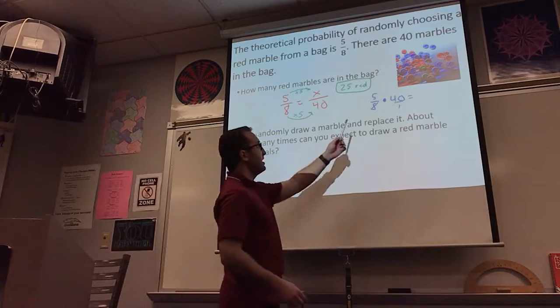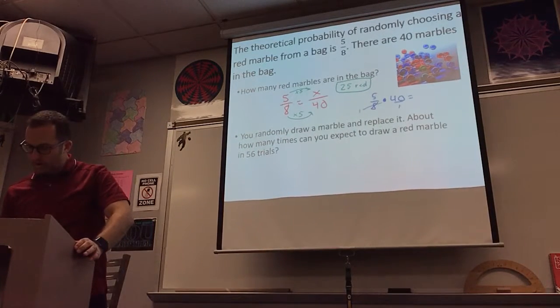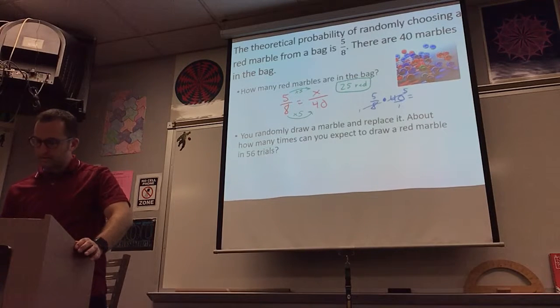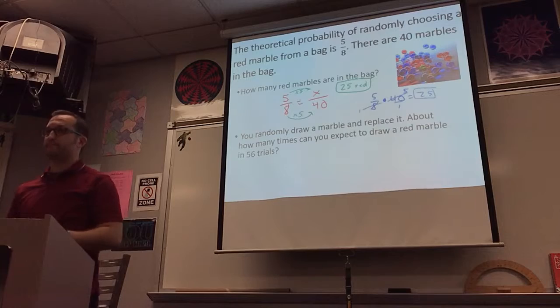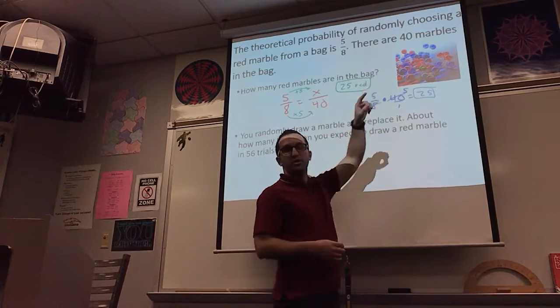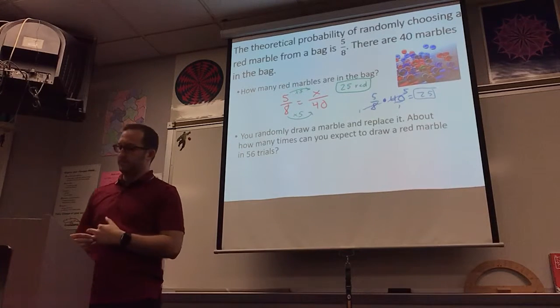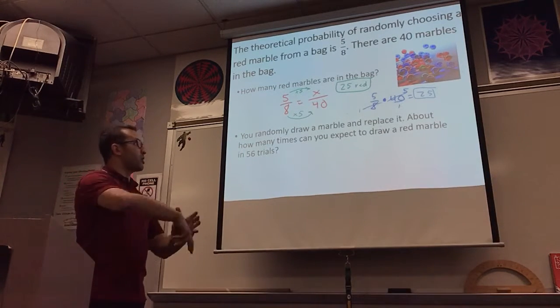So I put that 8 and 40 have a common factor of 8. So 1 and 5 gives me 25. To me, I read this as 5/8 of 40 are red. 5/8 of the 40.